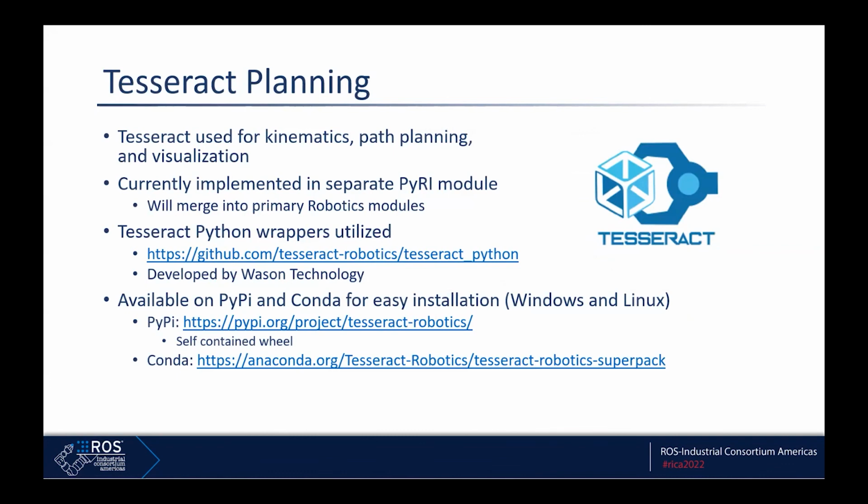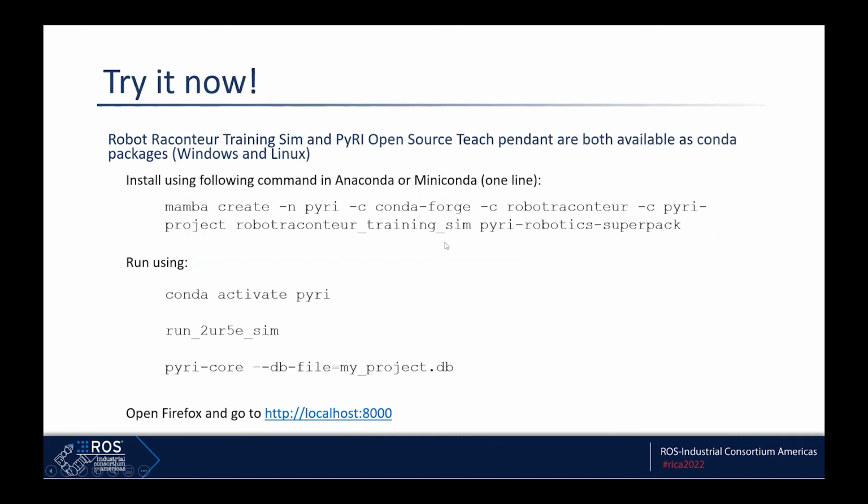You can install these very easily from PyPI, which is the primary Python package manager, or Conda. Python comes with pip by default, and the installation is self-contained, so you don't have to have any prerequisites. You can just go into Python pip and install the Tesseract Robotics package. And you can go ahead and try it out now. I wanted to mention, I'm having some trouble with the Conda packages, so please don't just give up. If you have a problem, send me an email and I'll try to help you figure out what's going on. But I encourage you to give it a try.